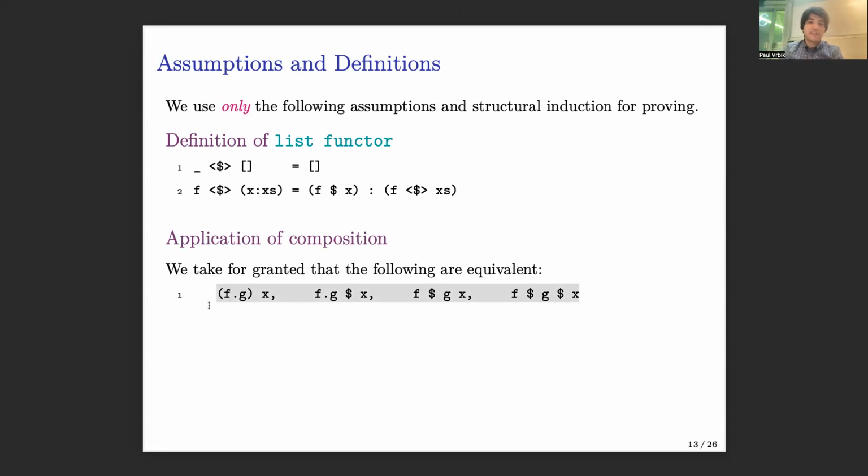So on your exam, you should utilize the numbers on the exam. Okay, so these are the things I would like to take for granted. The evaluation order of composition, we're just going to take for granted. Like I want to take for granted that f composite g of x is the same thing as f composite g applied to x, is the same as f applied to g of x, is the same as f applied to g applied to x.